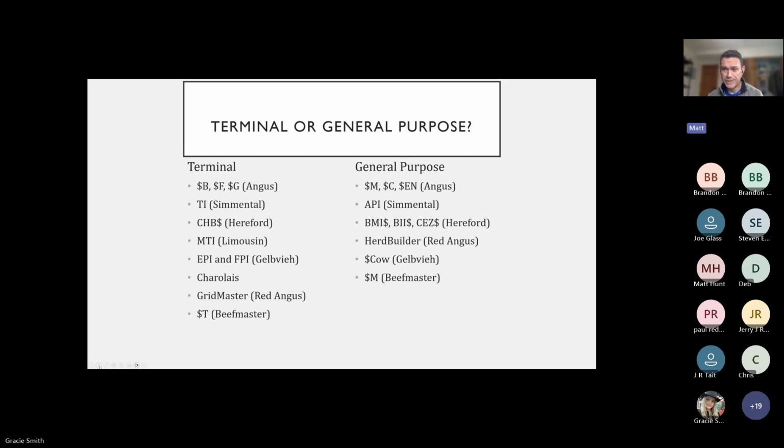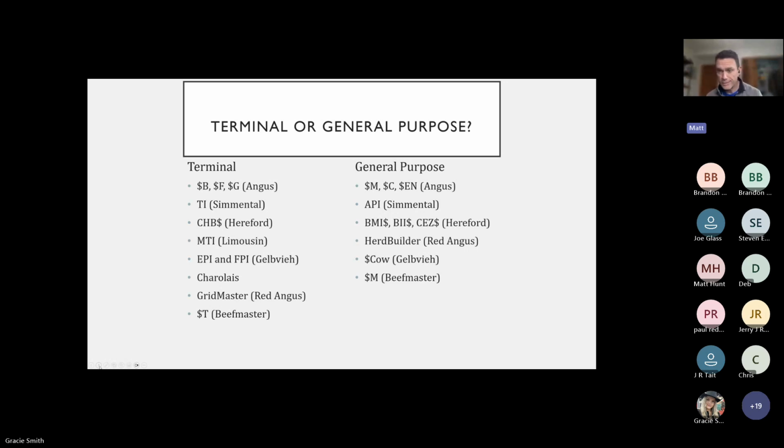So if I'll use Angus as an example, they have a terminal index called $B, dollar beef. And as you might expect, it's going to have traits related to carcass quality, so marbling, carcass yield like ribeye and fat. It's going to have hot carcass weight. It's going to have feed intake. That kind of makes intuitive sense. Their maternal index, which is $M, is going to have traits related to weaning weight, mature cow weight, milk, calving ease, maternal, heifer pregnancy, those kinds of things.